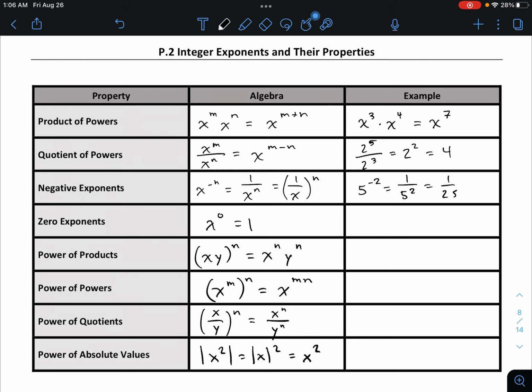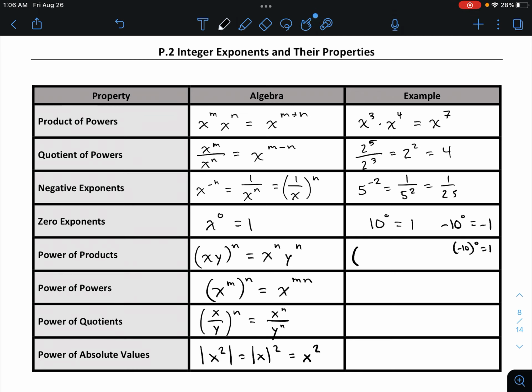Anything to the 0 power is 1, so let's say 10 to the 0 power is 1. Now, what you have to be careful of is if I have like a negative 10 to the 0 power, that would be negative 1, okay? It would only be positive 1 if it was negative 10 in parentheses to the 0 power. That would be positive 1. All right, so just be careful of that. Make sure that negative is inside the parentheses if you want it to be positive 1.